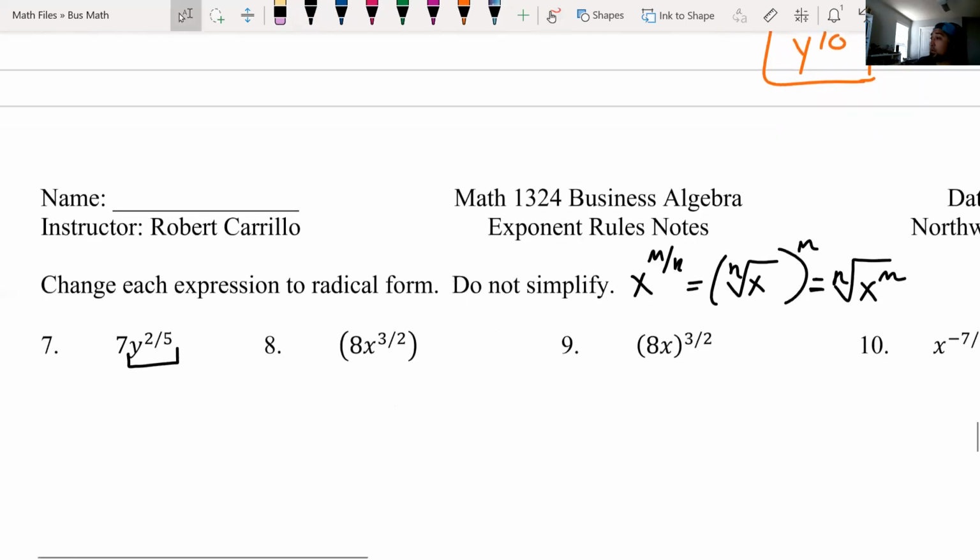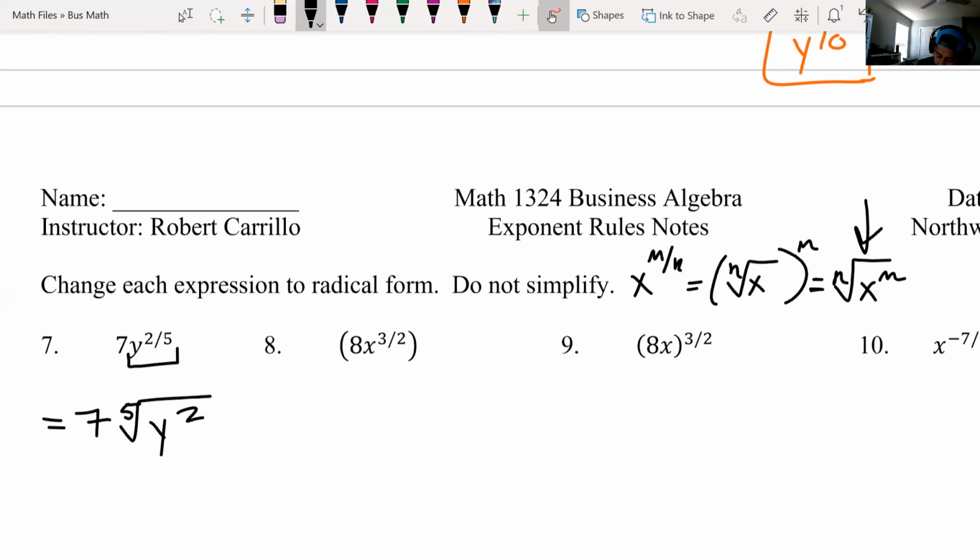So going from exponent to radical, this becomes 7, and now we have y to the 2/5. Well, y to the 2/5, using this property above, we're going straight to this third step. The denominator of the exponent becomes the power of the root, and the numerator of the exponent becomes the power inside the radical. So this will be 7 times the 5th root of y squared.